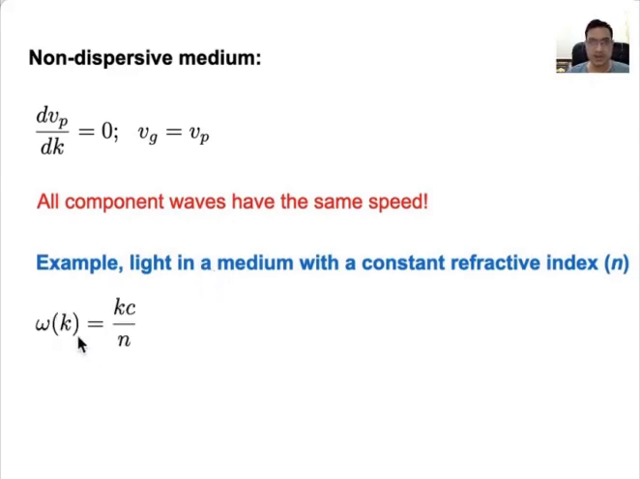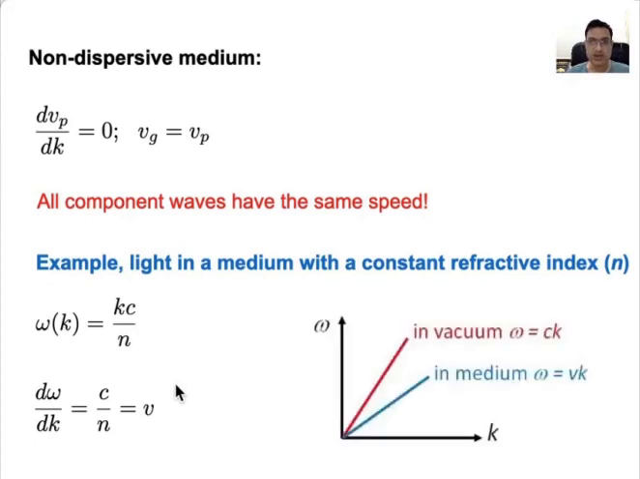Let's say this is the dispersion relation we have seen in the previous lecture. Omega in the case of light is written as kc over n, where c is the speed of light and n is the refractive index of the medium. Now you take d omega divided by dk. In this case it will be c over n, and this is your velocity. You can also take omega by k, and you will get the same quantity. So you see that when light is in a medium with a constant refractive index, d omega by dk and omega by k are the same quantity, so you indeed get a non-dispersive medium.